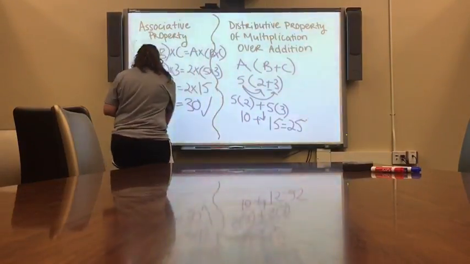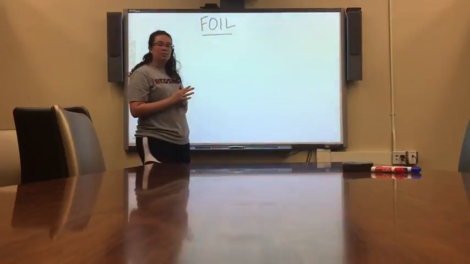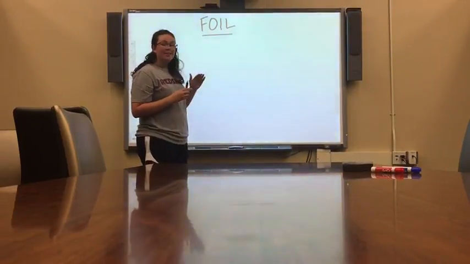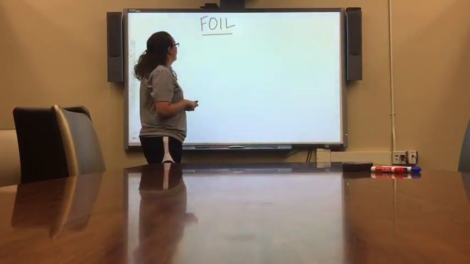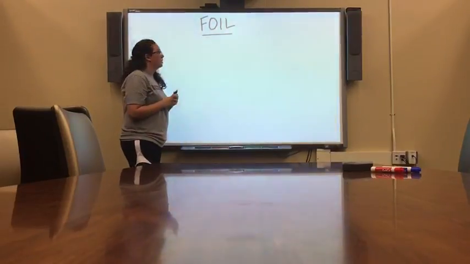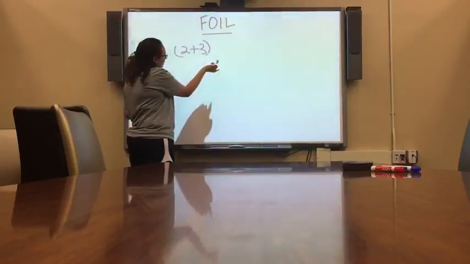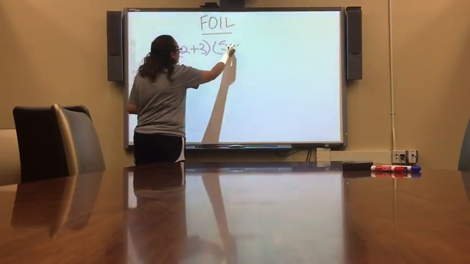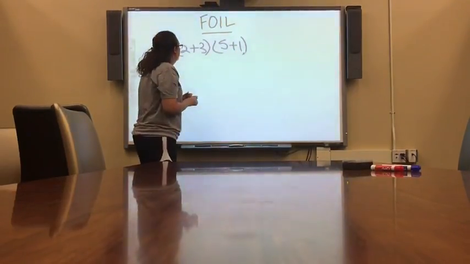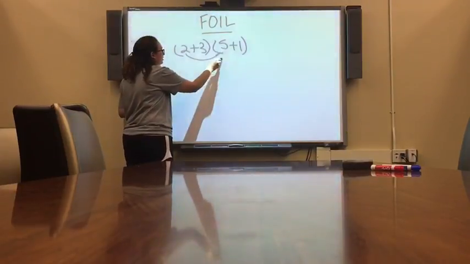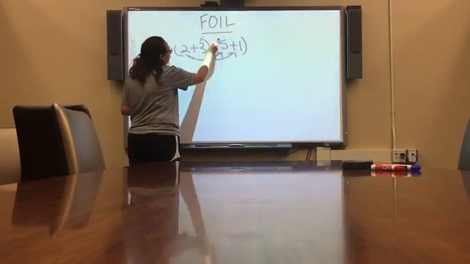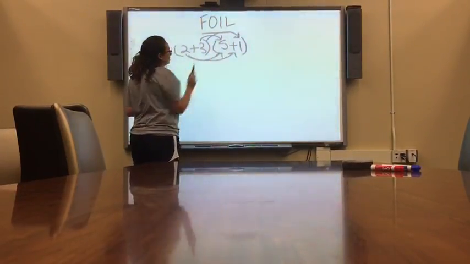Now there is also an extension on the distributive property that we can do called FOIL. And this stands for first, outer, inner, and last. Okay? So let's use a couple of numbers to see how this works. Let's do 2 plus 3 times 5 plus 1. Alright, so what we're going to do is first, outer, inner, and last. Okay? So it's going to look like this.